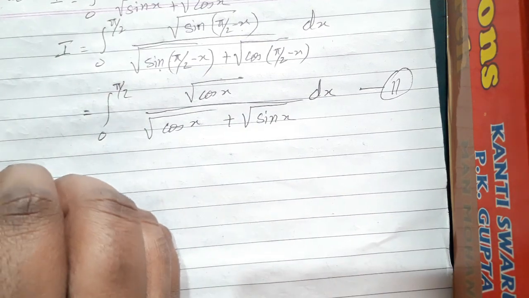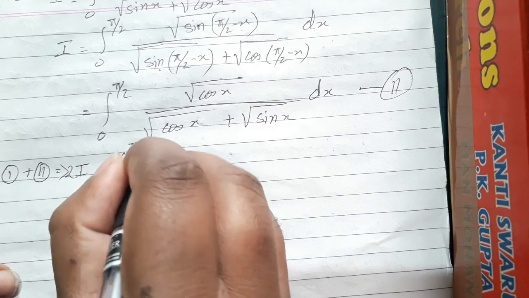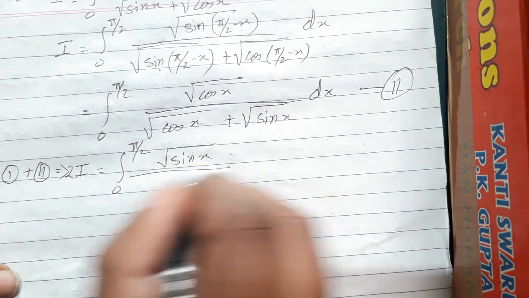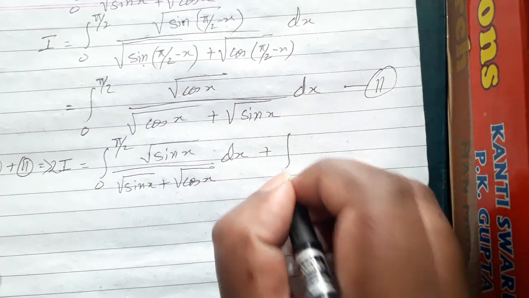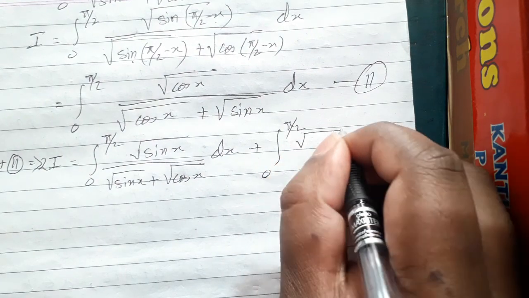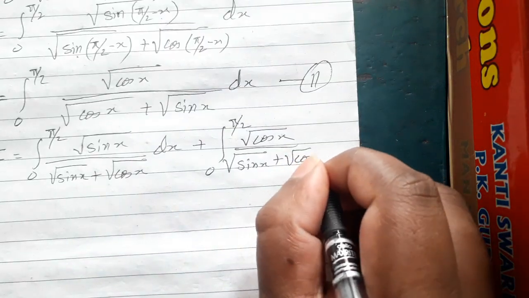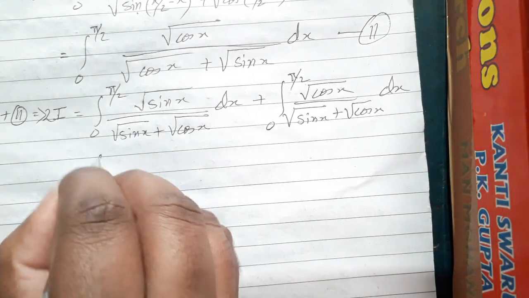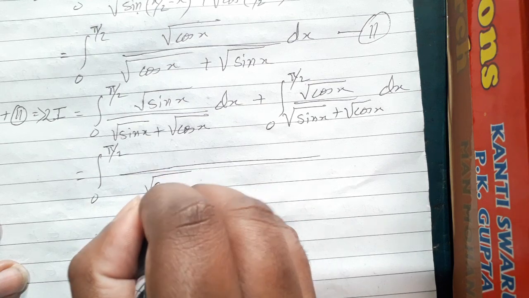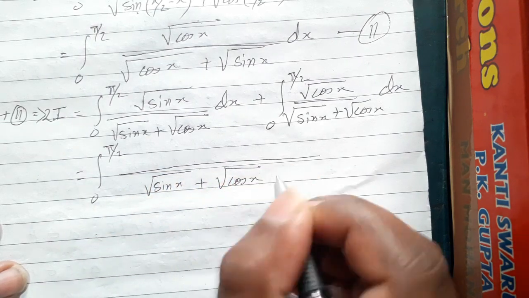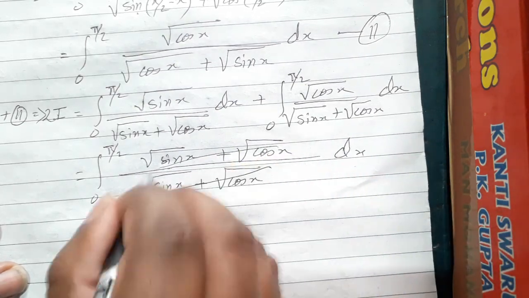Add equation 1 plus 2. So if I add this, I get 2I equal to 0 to pi by 2 root sine x by root of sine x plus root of cos x dx plus 0 to pi by 2 root of cos x by root of sine x plus root of cos x dx. So you take together the integration, so we get 0 to pi by 2, and you do the LCM for these two. So we get root sine x plus root cos x here also. So we can see that this and this get cancelled. So we are left with 1.